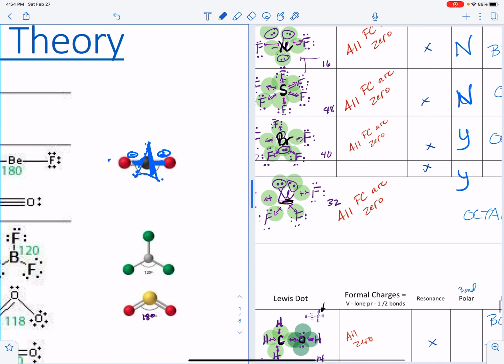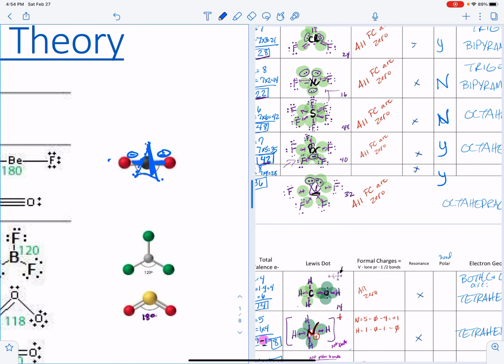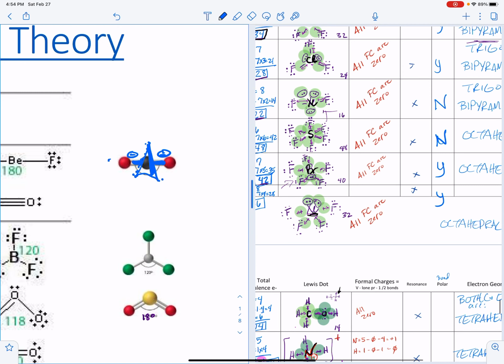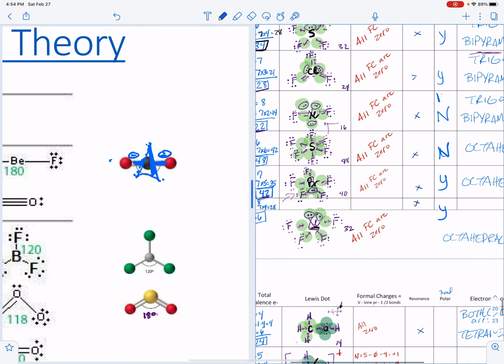There are two exceptions for when things that have all the same atoms and also have lone pairs turn out to be nonpolar. This is one of them. So you might just put a big star here.